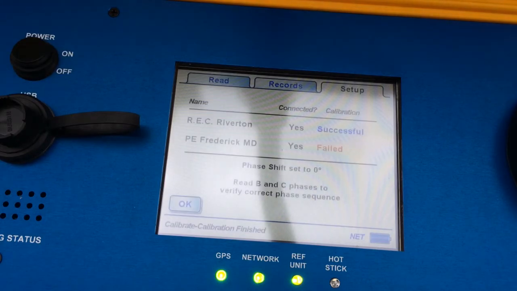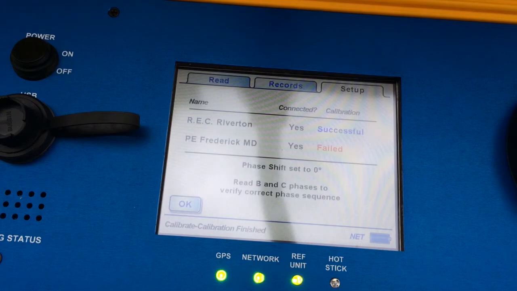Okay, here we go. You can see the Riverton was successful. P.E. Frederick Maryland failed, but they were both connected before I started the calibration process. So this is what I've been trying to relate to you now for 3 or 4 weeks.